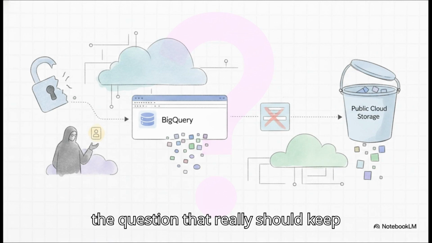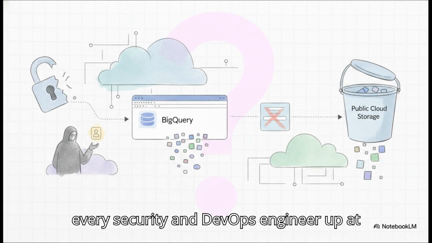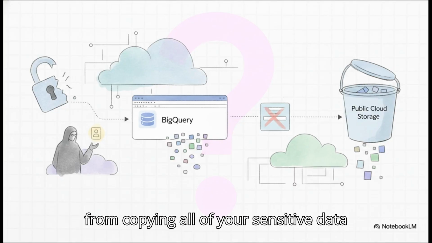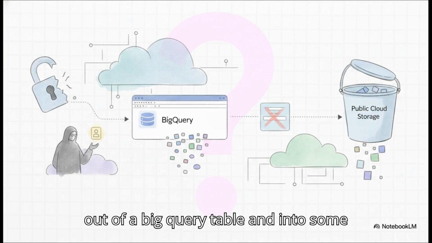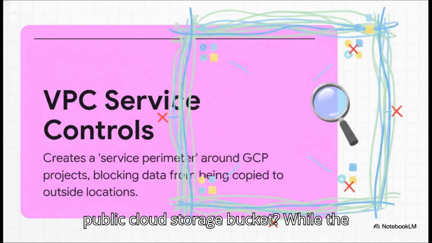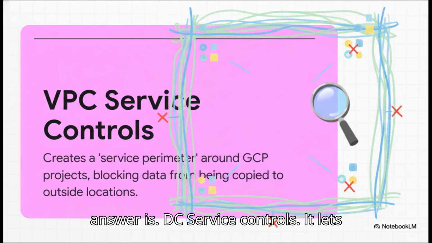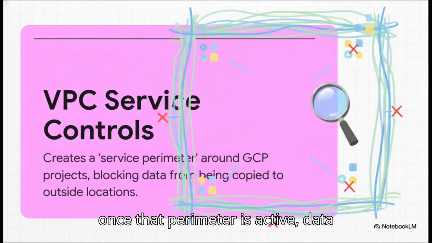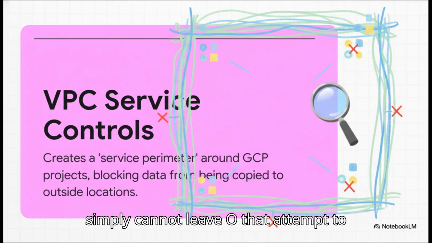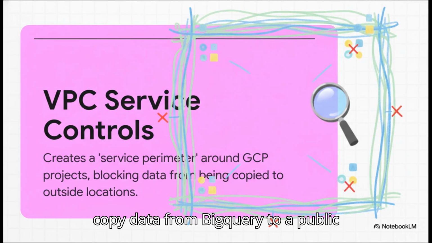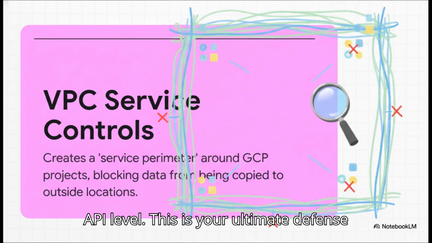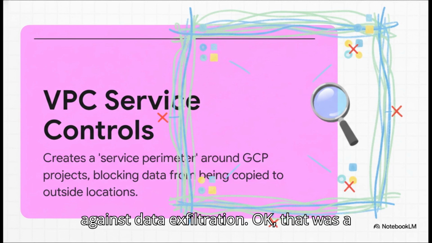This is the question that really should keep every security and DevOps engineer up at night. Seriously, how do you stop a legitimate, but maybe compromised, account from copying all of your sensitive data out of a BigQuery table and into some public Cloud Storage bucket? Well, the answer is VPC Service Controls. It lets you draw this virtual service perimeter around your most critical projects. And once that perimeter is active, data simply cannot leave. So that attempt to copy data from BigQuery to a public bucket just gets blocked, right at the API level. This is your ultimate defense against data exfiltration.